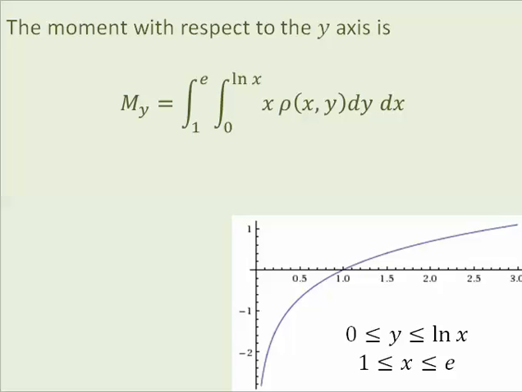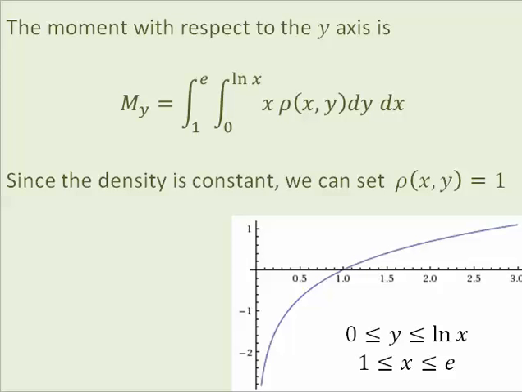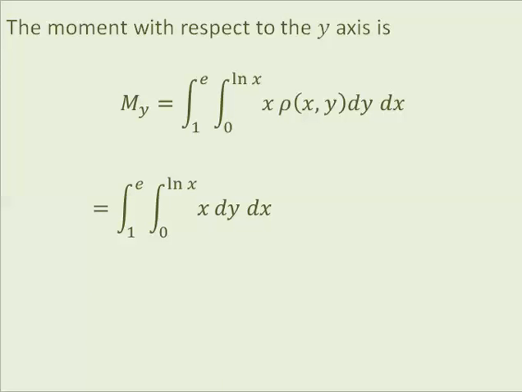Alright, so let's first find the moment with respect to the y-axis, and that will help us to find x bar. So I'm integrating over the given region, and the way that you find the moment with respect to the y-axis is you go x times the density function. But of course, we've said that our density function in this case is equal to 1. And so this is my integral. Integrate with respect to y first, and I get this integral.